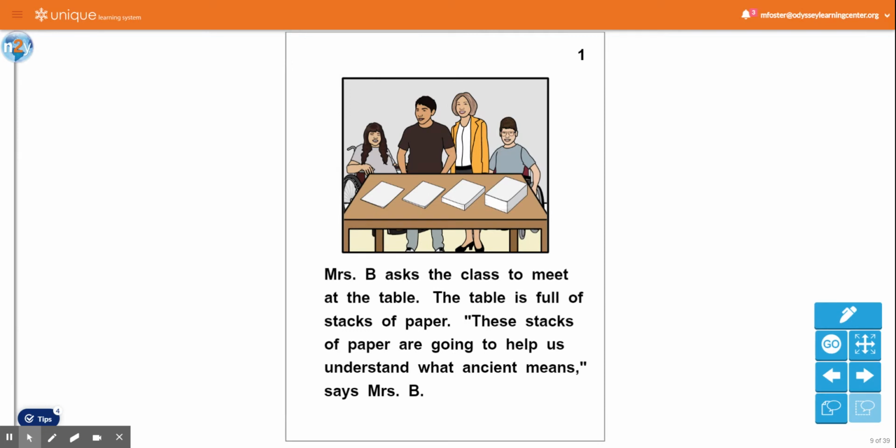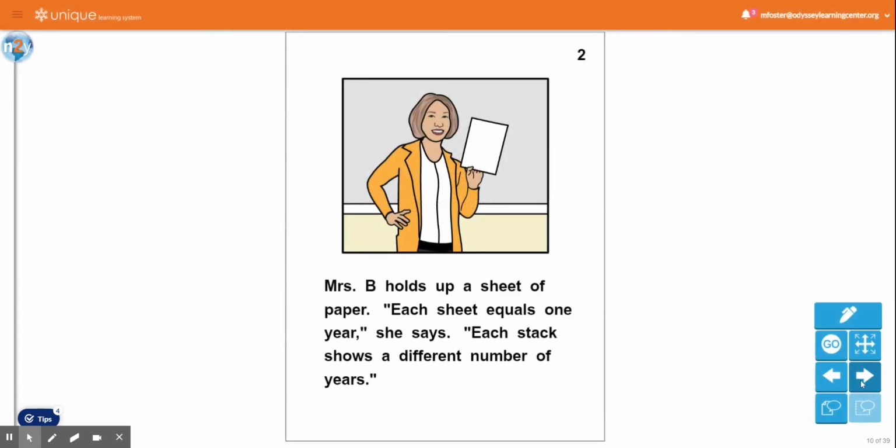Mrs. B asks class to meet at the table. The table is full of stacks of paper. These stacks of paper are going to help us understand what ancient means, says Mrs. B. Mrs. B holds up a sheet of paper. Each sheet equals 1 year, she says. Each stack shows a different number of years.